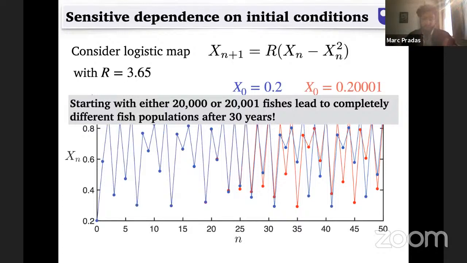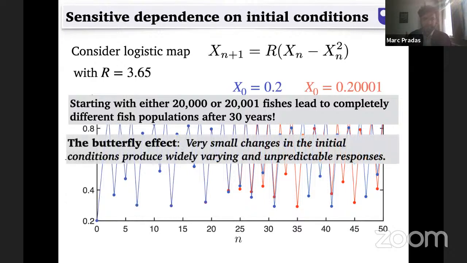with 20,000 fishes or 20,000 plus one fish, this means that eventually after 30 years or so, the population will be completely different. This is a remarkable result because it shows that a single fish in the initial condition out of 20,000 can lead down the line to completely different behaviors. So this would be very difficult to predict even if you have the model, because any initial disturbance in your condition will prove to be really problematic.